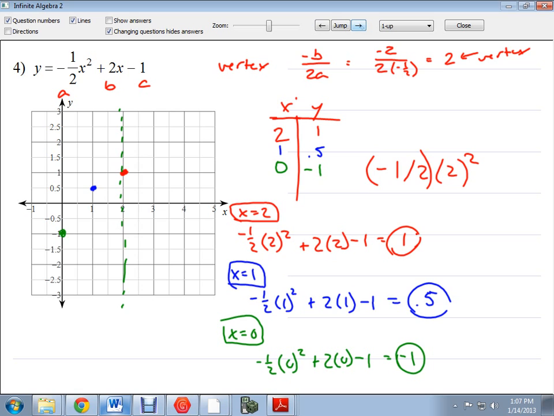You can see that it's almost straight, but it is curved a little bit. These points would, of course, reflect across the axis of symmetry, and you'll get these 2 points over here, the ones in black. And then you can kind of connect the dots with the U shape. Any questions?